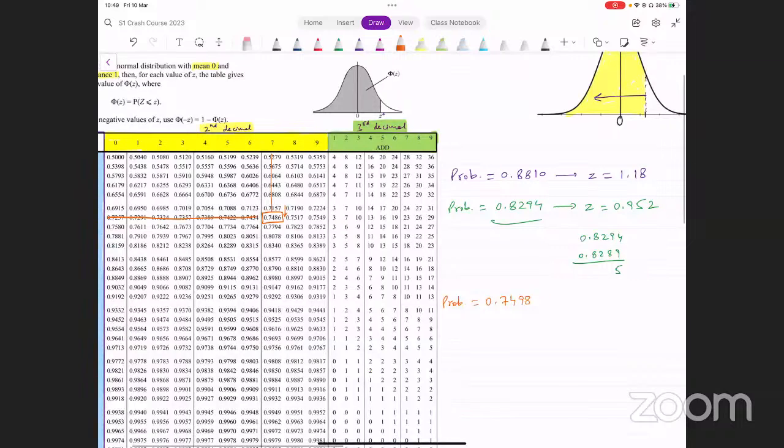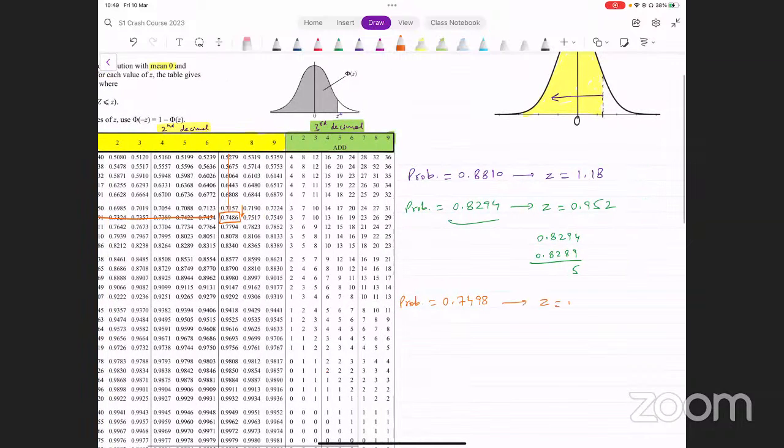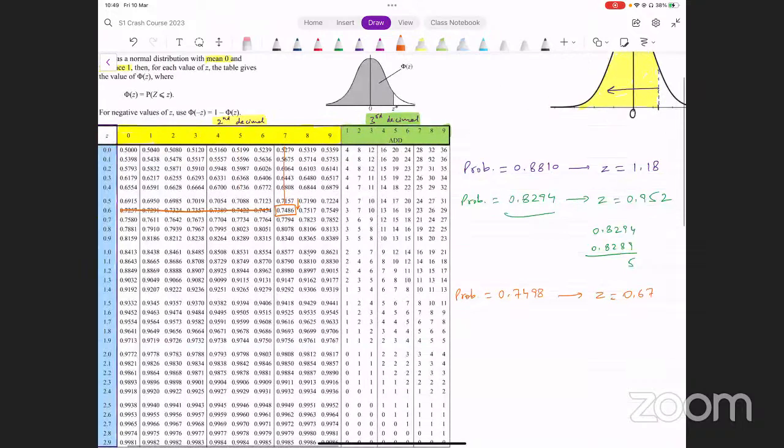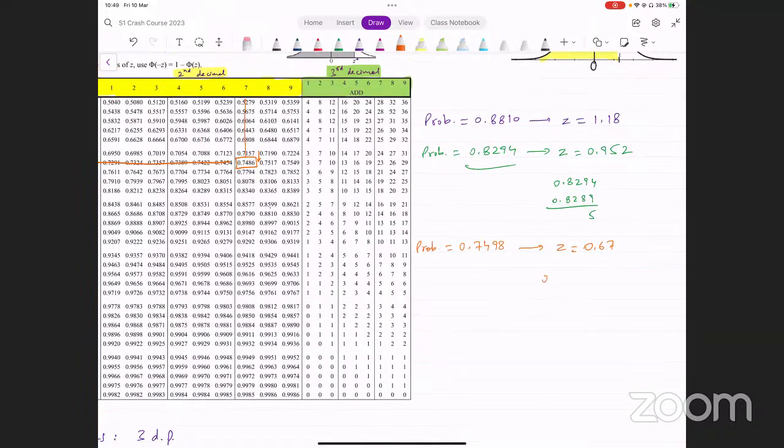0.67. These are the first two decimal places. So we say z equals 0.67 first of all. Okay. Now let's write that probability down here. The probability that we are looking for is 0.7498. What we have found from the table is 0.7486. Now, how much more do we have to add here? Let's find the difference. We need 1, 2 at the end. And at the last two decimal places, we need 12 more.